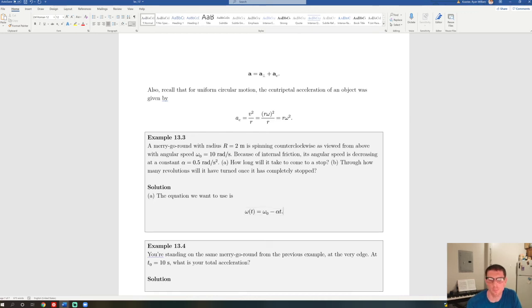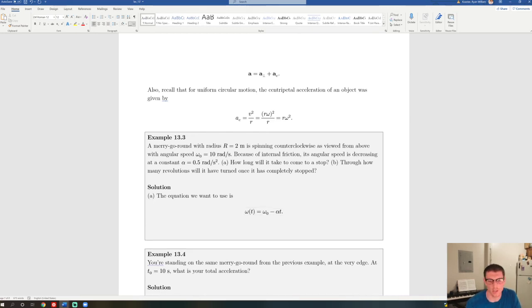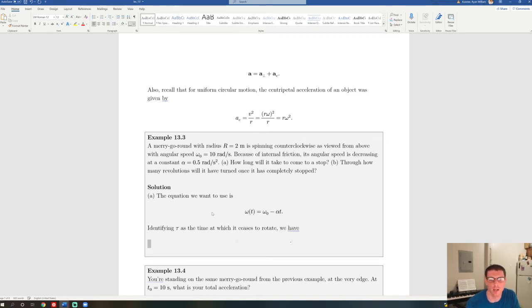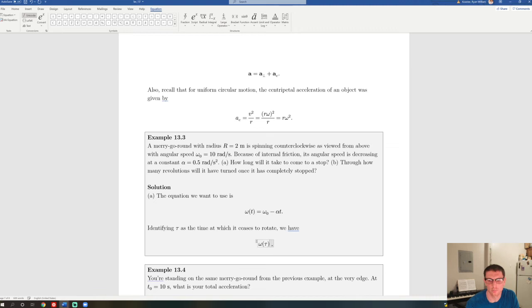Okay, so identifying, I'll try to restrain myself here. I was going to use a big T, but let's just call it tau. We'll say identifying tau as the time at which it ceases to rotate. We have, and we could write, omega of tau equals omega naught minus alpha tau.